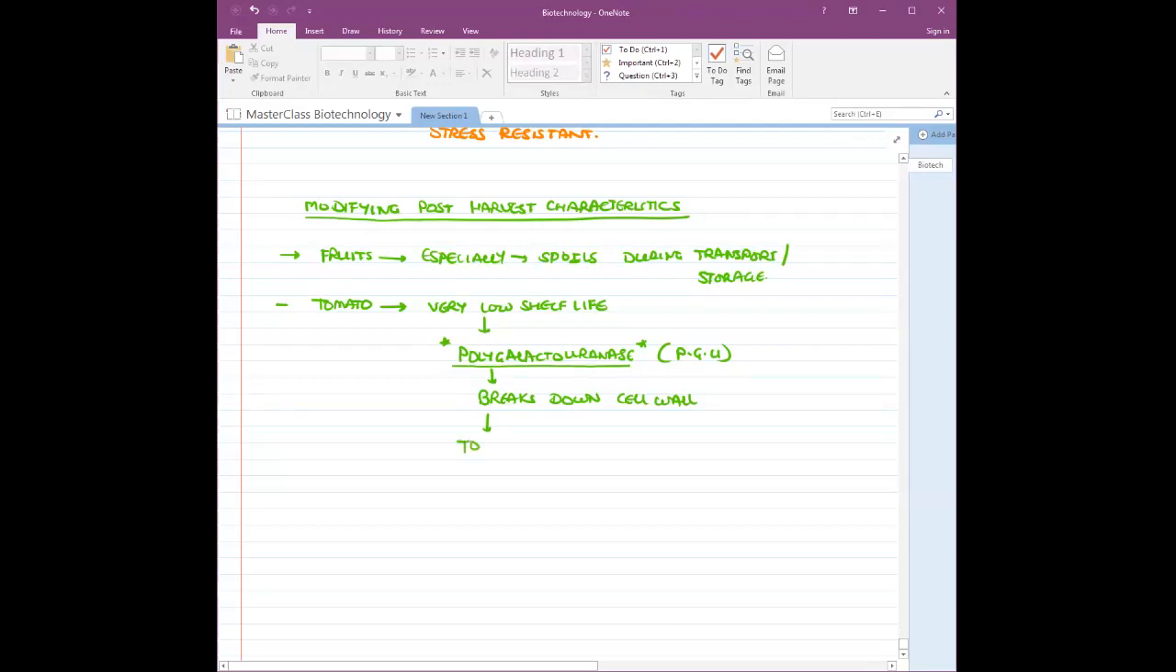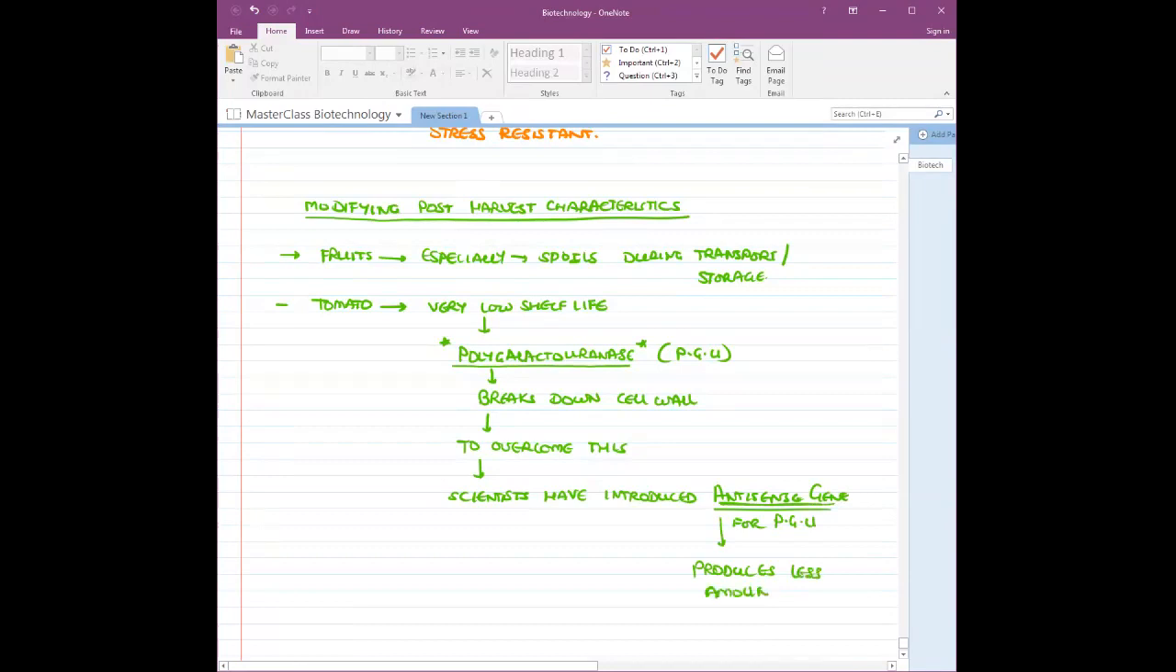Now, in order to overcome this, what have the scientists done? Scientists have introduced the antisense gene for PG. What does this antisense gene for PG do? The normal gene is removed, and instead of that you put this. Immediately, guys, this produces less amounts of PG.